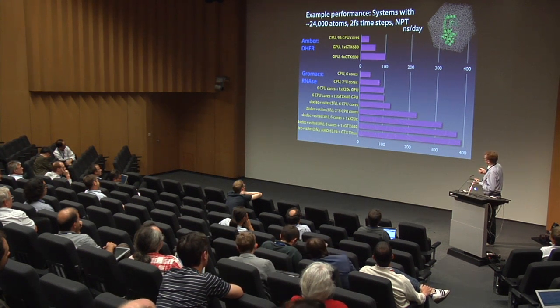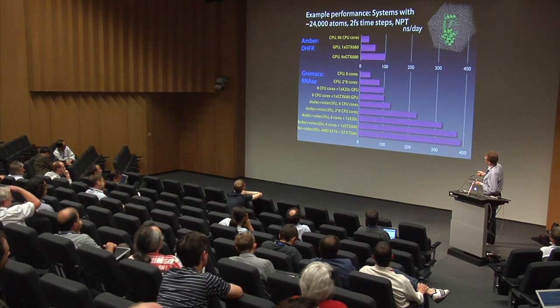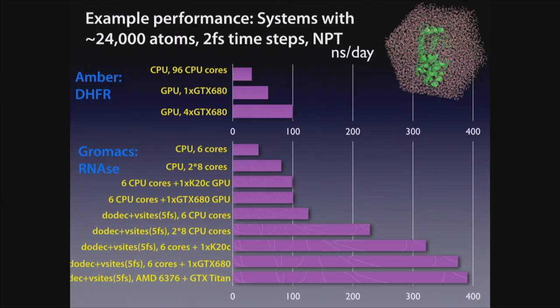But the neat thing with the new code we have is that we're using both the CPUs and the GPUs, and we get awesome performance. If I add one simple GPU here, I roughly double the performance. And the cool thing is that I can keep reusing all the tricks that we have had in the code for a number of years: long time steps, turning some particles into virtual sites so that I don't integrate the fastest degrees of freedom, and everything. And the performance we get here now is close to 400 nanoseconds per day, just using a desktop. So this is not even running in parallel yet.